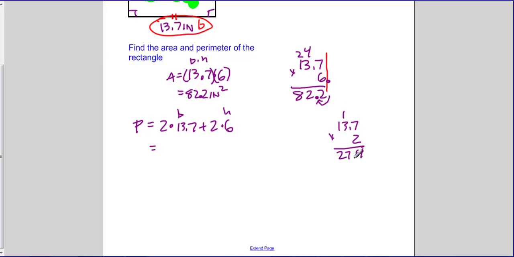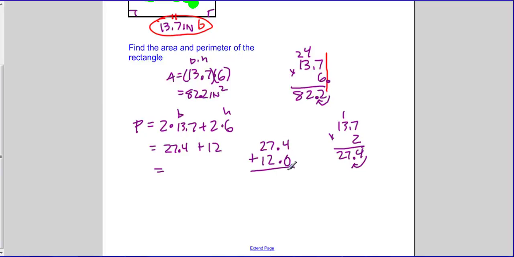Move the decimal point one place to the left. That's 27.4. Plus 2 times 6 is 12. So now I have 27.4 plus 12. Remember, we're going to put a decimal point behind that 12. So I have 27.4 and 12 point, because I'm adding these two now.